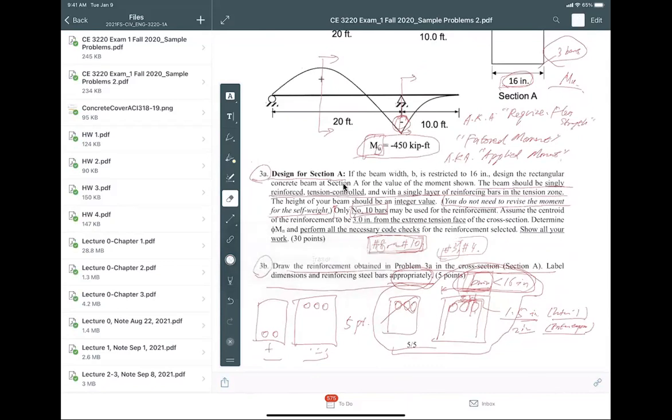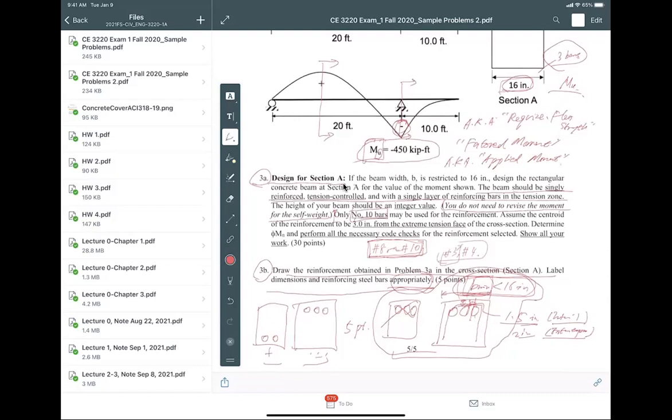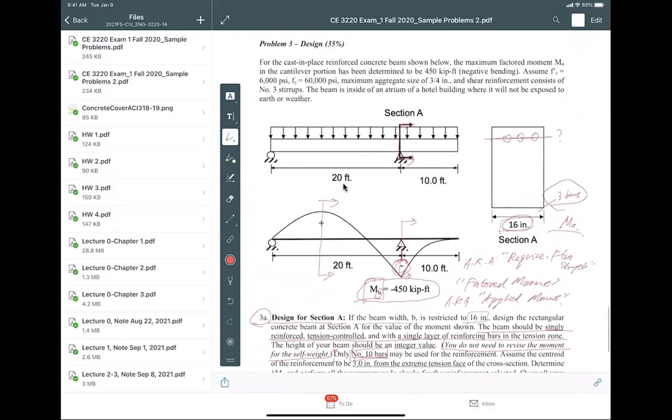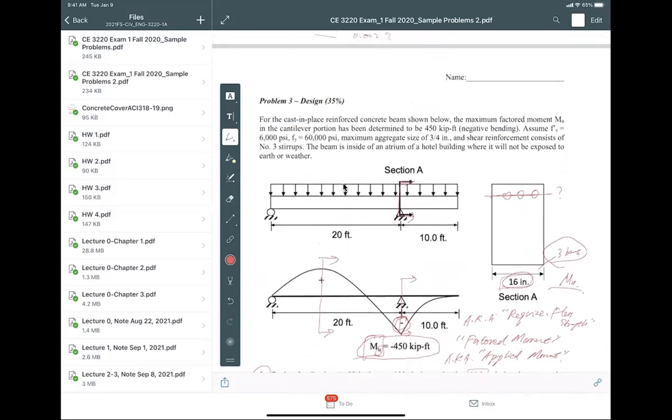Let me just get this. I cannot get it clear. Okay, fine. So read the problem again. The beam width b is restricted to 16 inches. So I have an equation I'm going to write on top of it: b d squared is greater than or equal to Mu divided by phi R, where R equals omega f'c times (1 minus 0.59 omega). Go back to your lecture notes to find that.